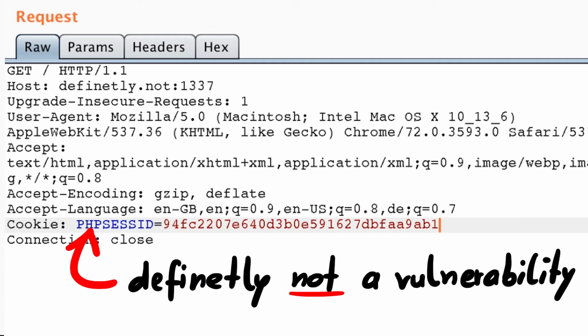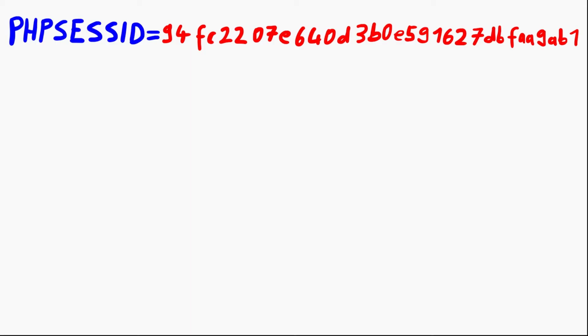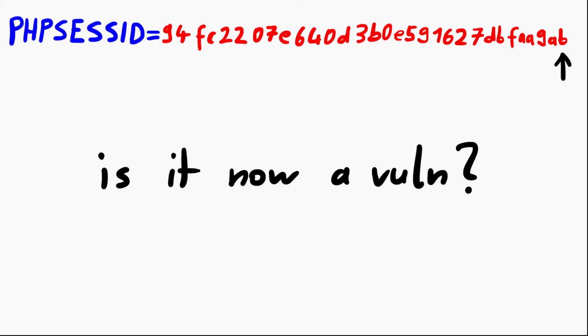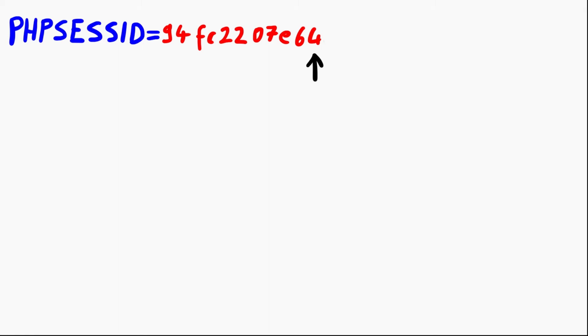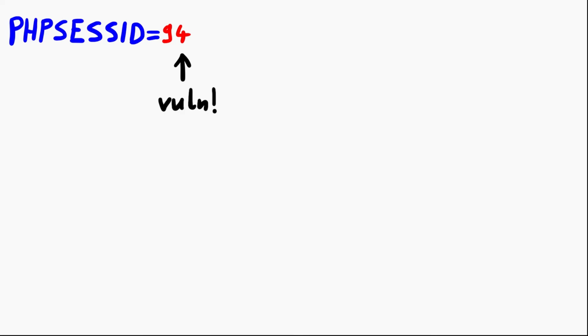But this opens up an interesting discussion. Because let's say the session ID is 1 character shorter. Do we now have a security issue? Let's say 2 characters. Let's make it shorter again. Now? Now? Now? Well, I think we can all agree that if the session ID only had 2 characters, which means there would only be 256 possible values for a session ID, that this definitely would be a security issue. This could be easily brute forced in a matter of seconds and you could access the account.